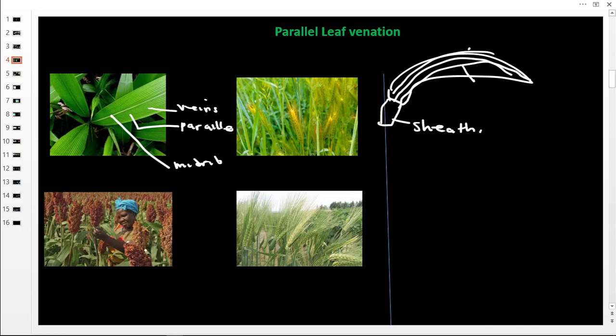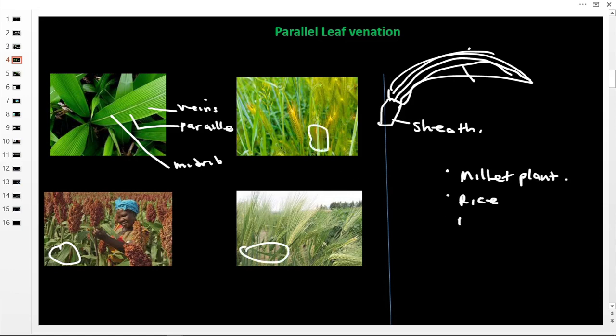When you look at this lady, she's in a garden of millet. She's harvesting millet. When you look at examples of plants with parallel leaf venation, one, we are going to give the millet plants. The millet plants have parallel venation, as you are seeing with this lady here. If you observe these leaves here, they have parallel venation. When you come to this one, it is rice. Rice also has parallel venation. Then this one also has parallel venation.